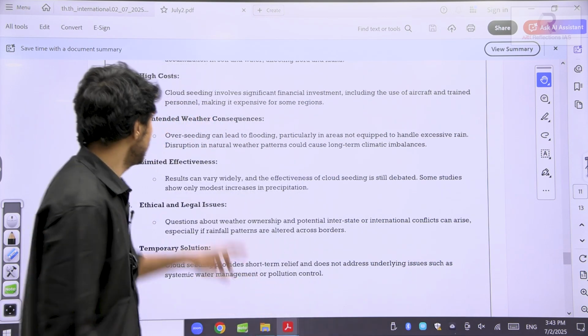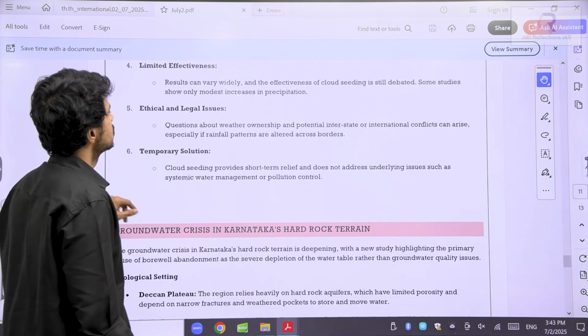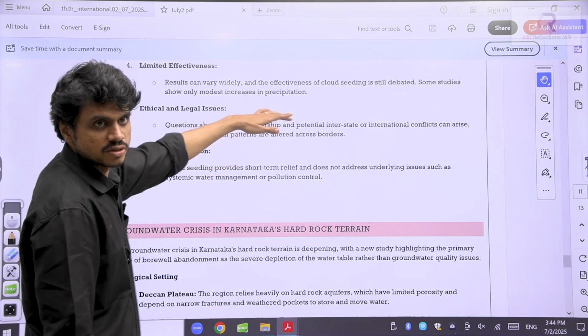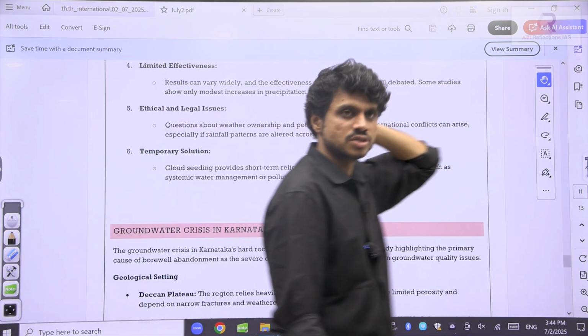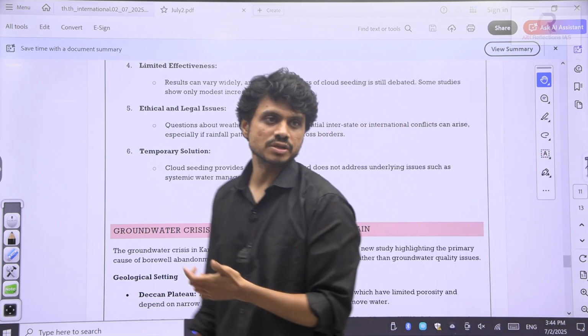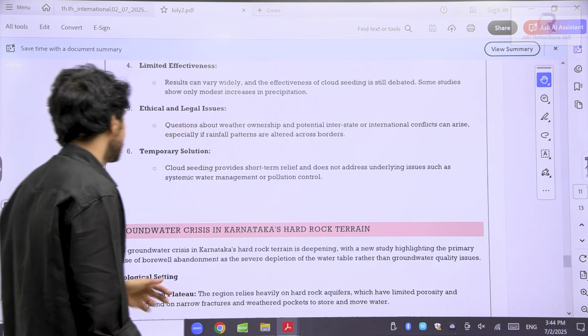So you need to prepare well the positives and the negatives. Okay. So international conflicts can arise. Interstate conflicts and international conflicts, because this is artificial, you are creating something. Okay, creating moisture to get condensed.